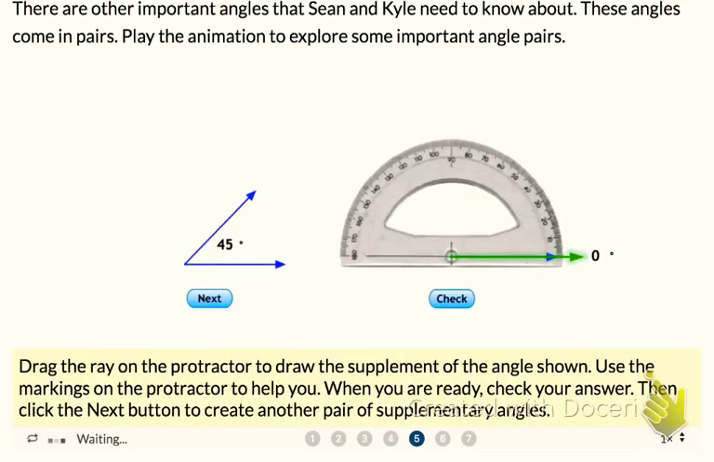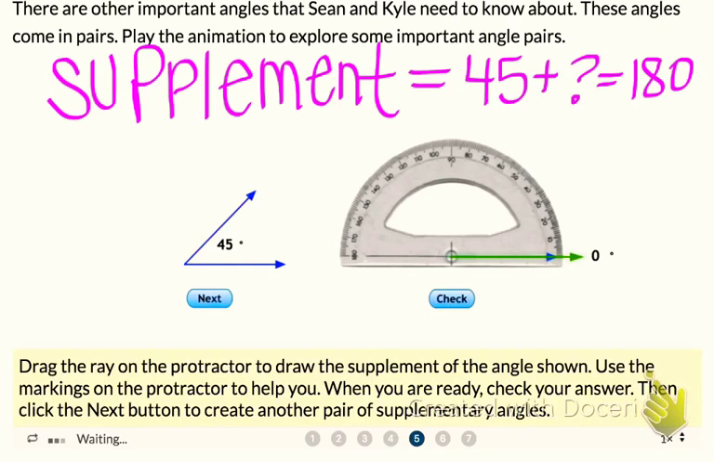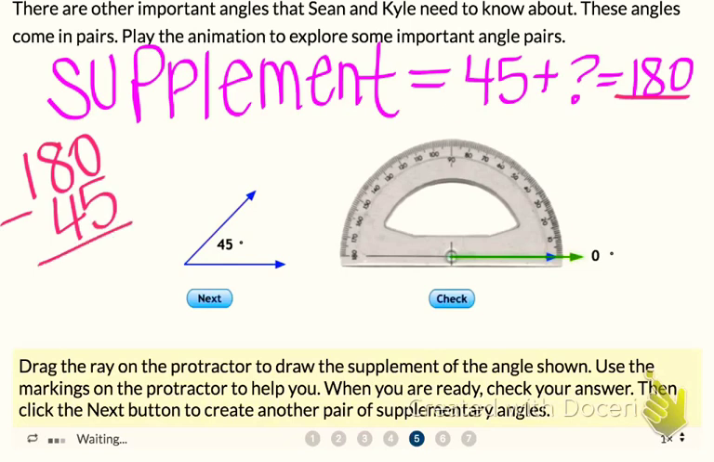So this next activity says, drag the ray on the protractor to draw the supplement of the angle shown. Because a supplement is always going to add up to 180, we have to figure out what number added to 45 is going to be equal to 180. So basically, to figure this out, you would do the opposite of adding, and we could take 45 away from both of these sides to figure out what that answer should be.